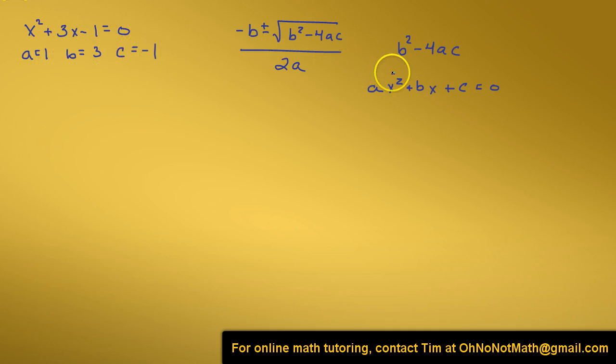Let's plug those numbers into the discriminant. b squared minus 4ac equals 3 squared minus 4 times 1 times negative 1. So that equals 9, and negative 4 times 1 times negative 1 is positive 4, which equals 13. So the discriminant is greater than 0, and it's 13.